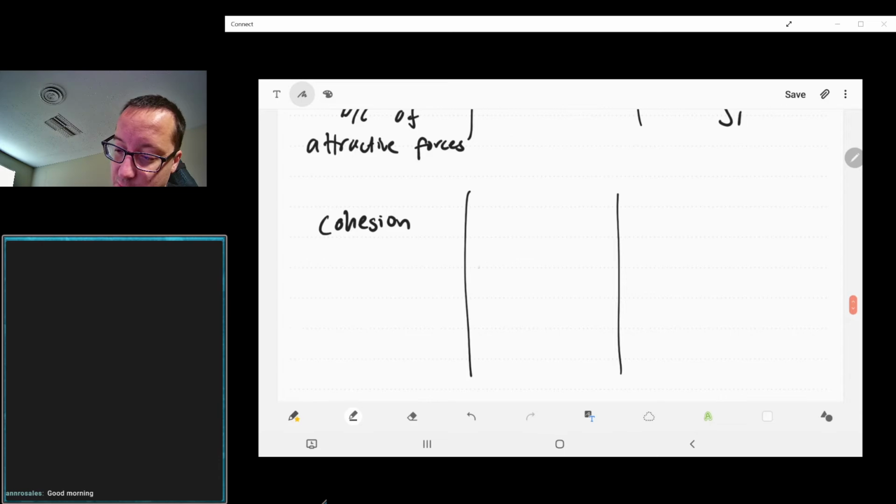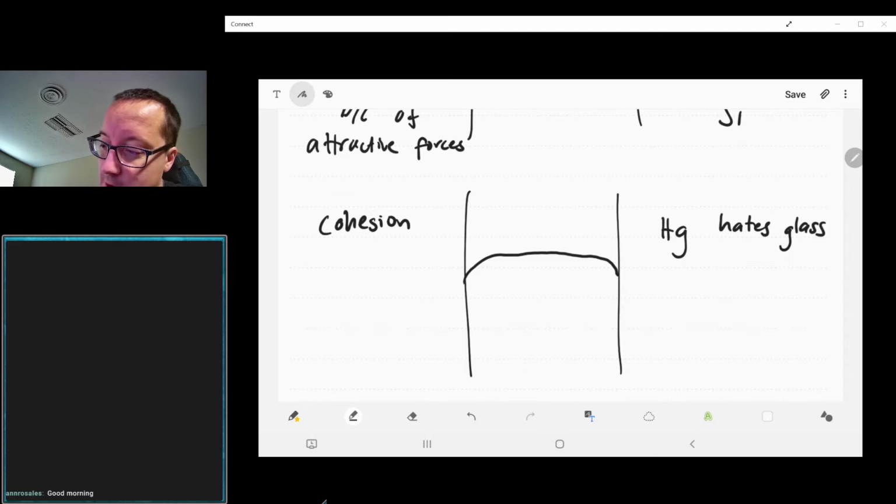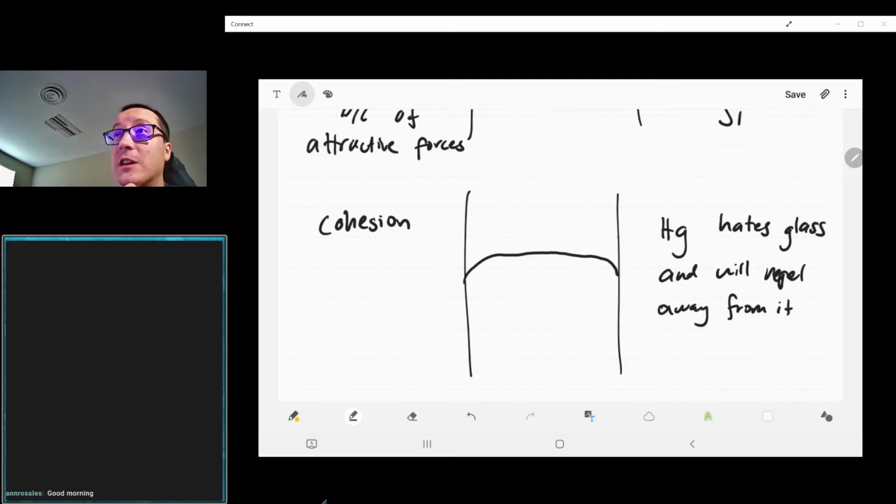where this is actually what you see if you were to take liquid mercury. You would see that mercury hates the glass and will repel itself. The cohesion is meaning it loves itself more. It's going to stick with itself more than it would stick with something else. So this would be liquid mercury.